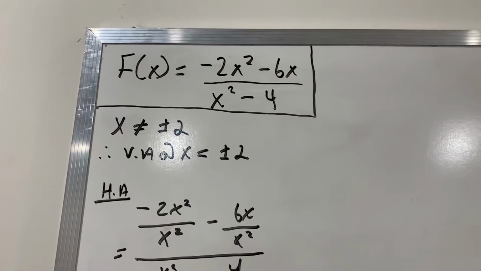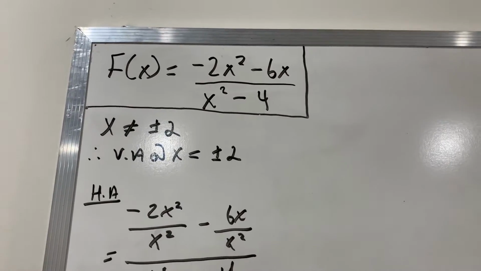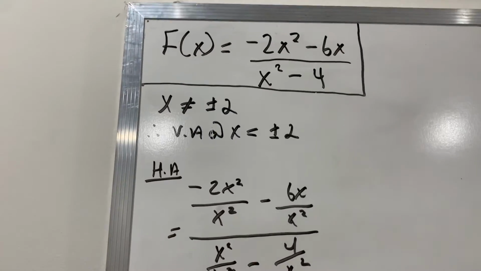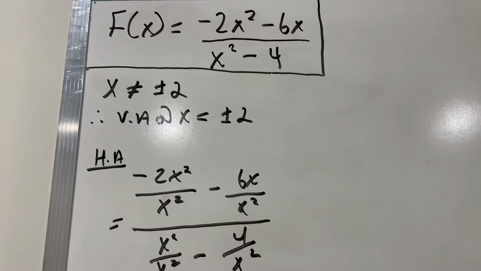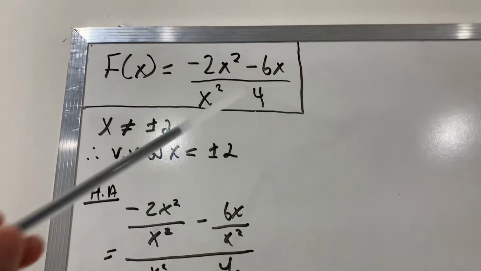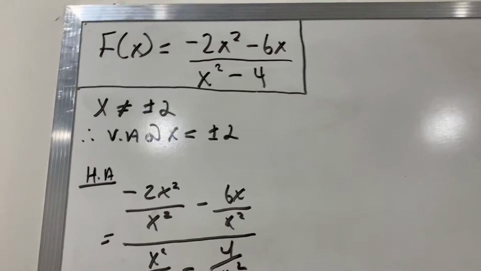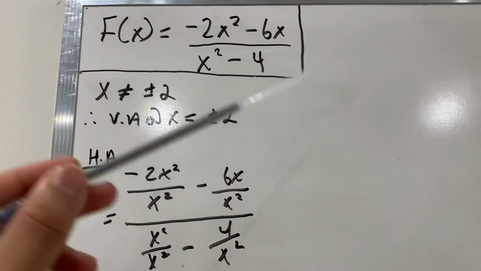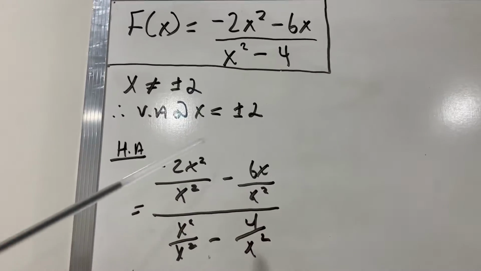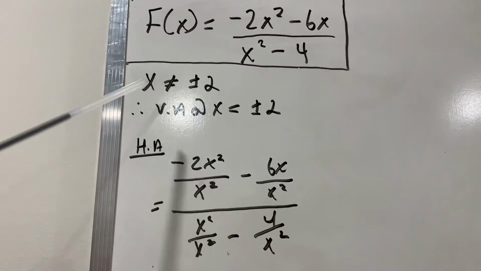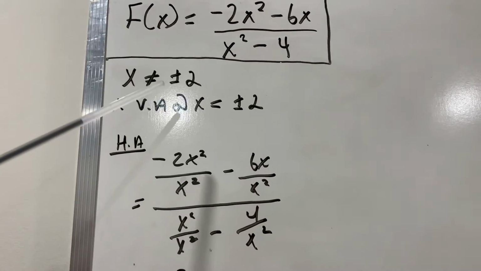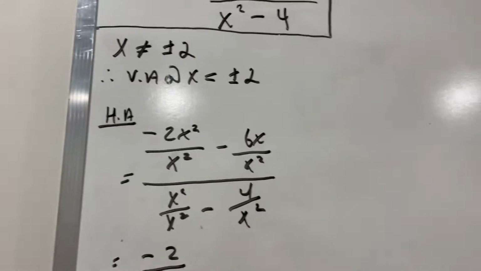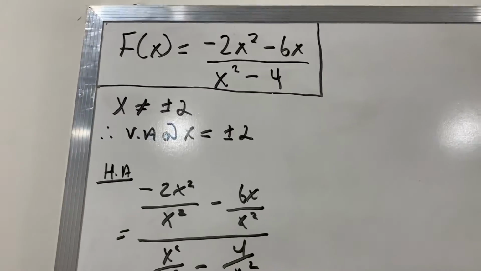Okay, so the function we have here today is f of x equals negative 2x squared minus 6x all over x squared minus 4. So the first thing we're going to do is find out what the vertical asymptote is. How we do that is we look at the denominator, which is x squared minus 4, and set it equal to 0. So x squared equals 4, and the square root of 4 is plus or minus 2. So that's the restriction: x cannot equal plus or minus 2. That would also be the vertical asymptote at x equals plus or minus 2.